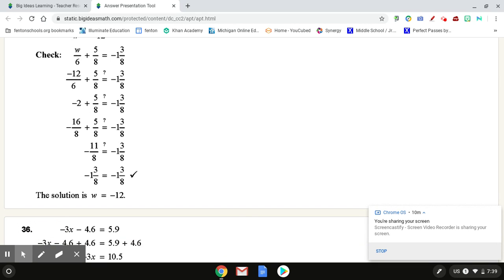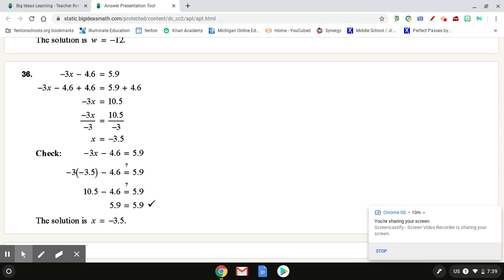There is 36. Okay, so you have to add 4.6 to both sides. And then divide out the -3, and you should get -3.5. And remember, use a calculator for these to do the math, right? Don't go off to the side and do this by hand, the long division. Punch in 10.5 divided by -3. Make sure you're hitting the negative and not the subtraction sign, because that is different, okay?